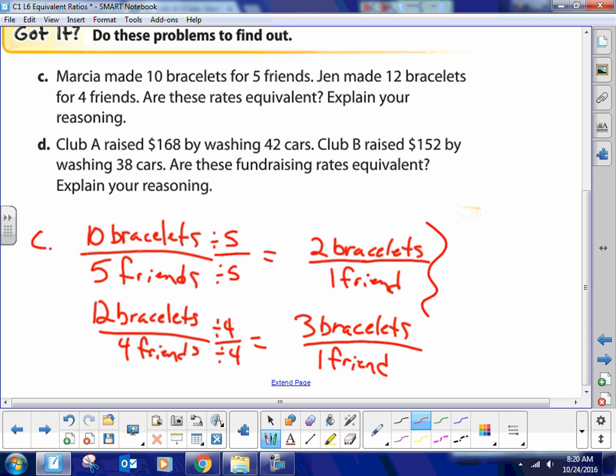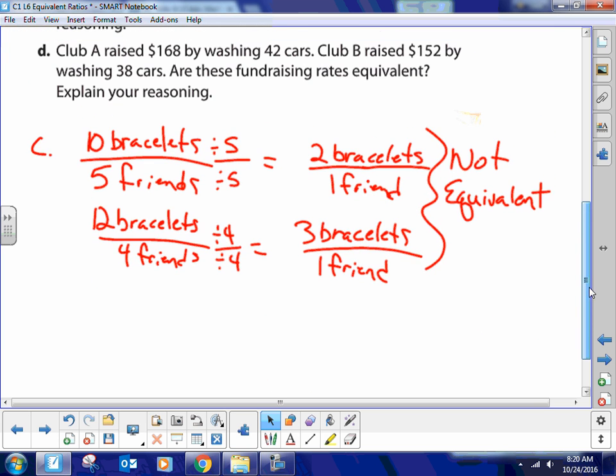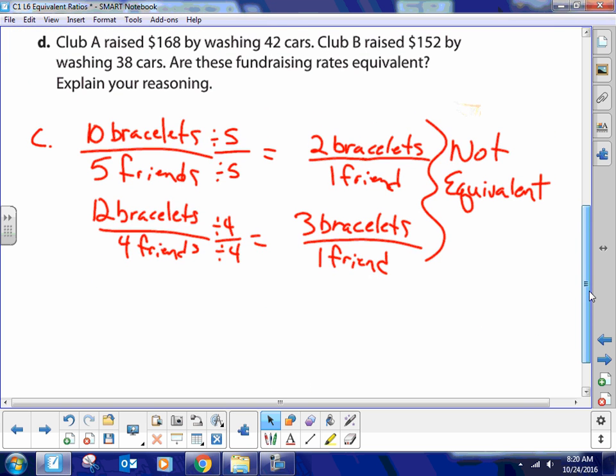And these are not equivalent, right? Because they are not equal in unit rates. All right, the unit rate is not equal. Let's extend the page and do the next one. All right. D. I don't know why I didn't split these apart. I should have.